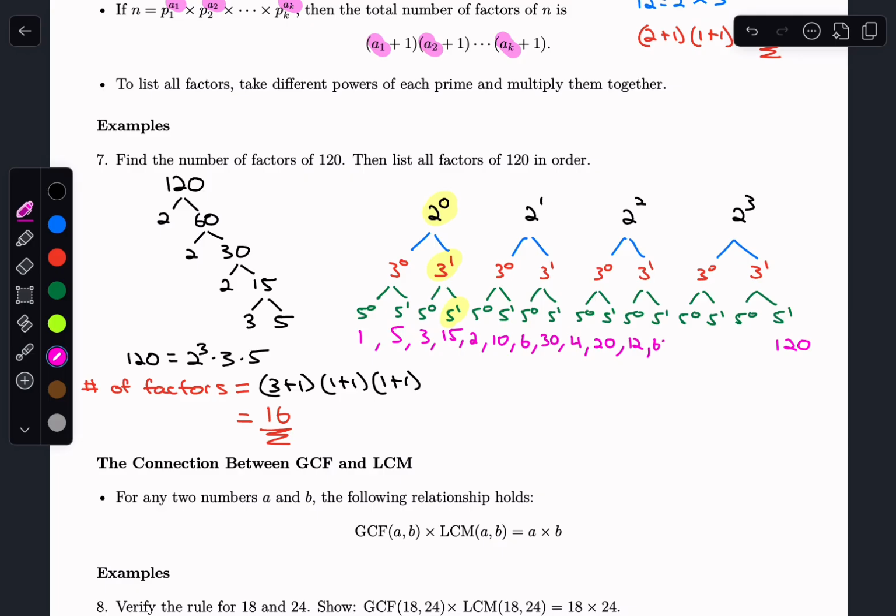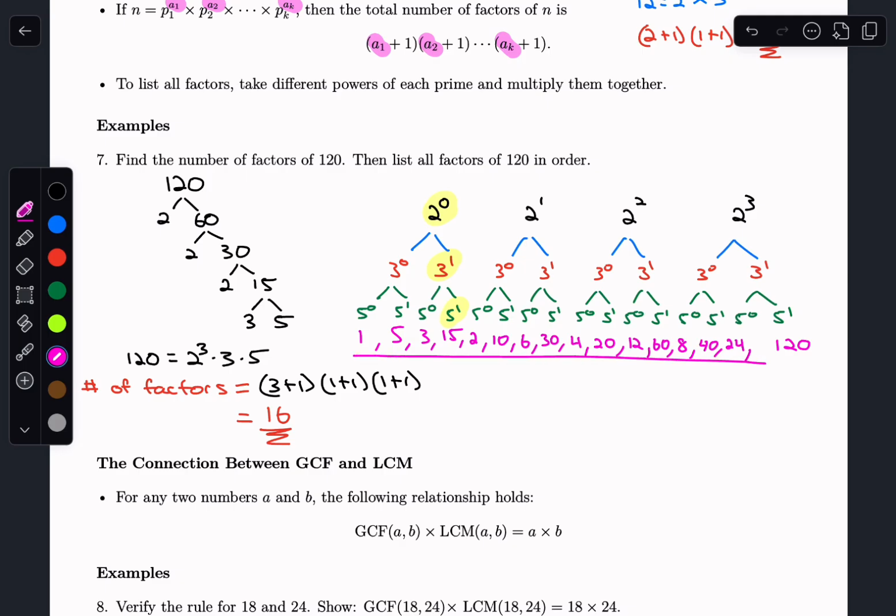That is 12. 2 squared, 3 to the 1, 5 to the 1. That is 60. 2 cubed, 3 to the 0, 5 to the 0. That is just 2 cubed, which is 8. Then 2 cubed, 3 to the 0, 5 to the 1. That is 40. 2 cubed, 3 to the 1. That is 24. And then our last one over there was 120. So if you go across the bottom, you'll notice none of them are the same. And we have all 16 factors.